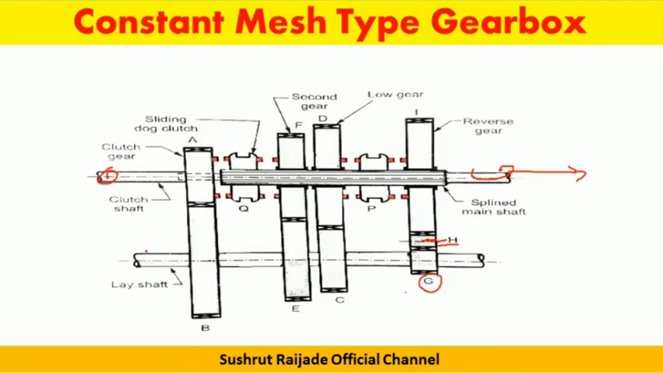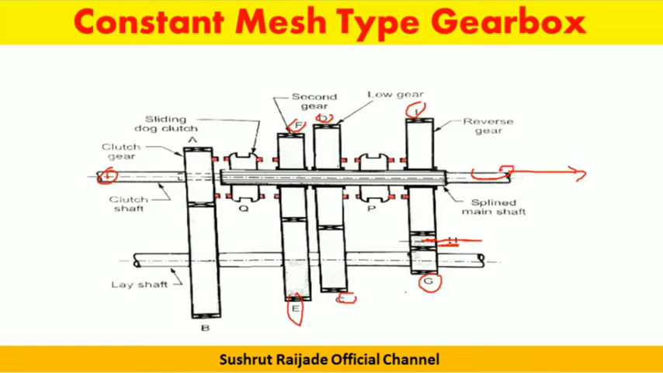Then gears on the lay shaft, that means gear B, gear E, C and gear G. These gears are rigidly mounted or machined to the lay shaft. Then gears on the main shaft, that means gear F, gear D and gear I, these gears are free to rotate on the main shaft. Okay, and the gear on the reverse idler shaft, that means here the gear H, which is the reverse gear, is rigidly attached to the reverse idler shaft.